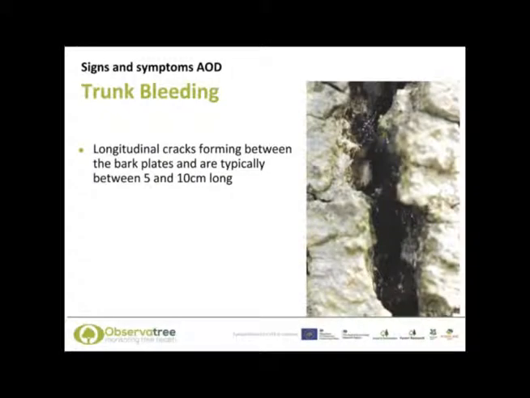If we look at the bleeding in a bit more detail, then we can see that it comes from splits in the bark that are longitudinal and form between the bark plates. These are usually between 5 and 10 centimetres long. We can also see that these cracks have characteristic blackened, ragged edges.